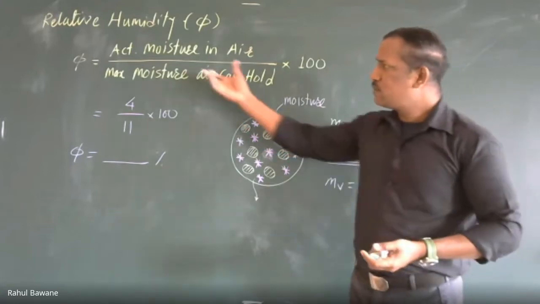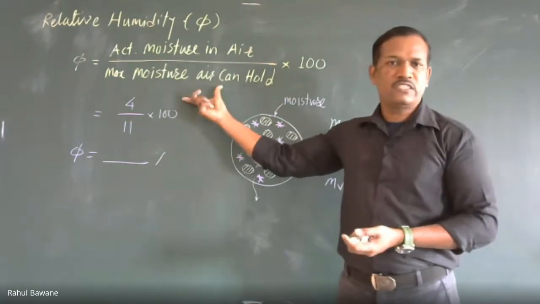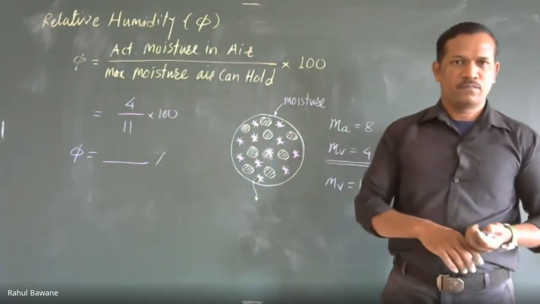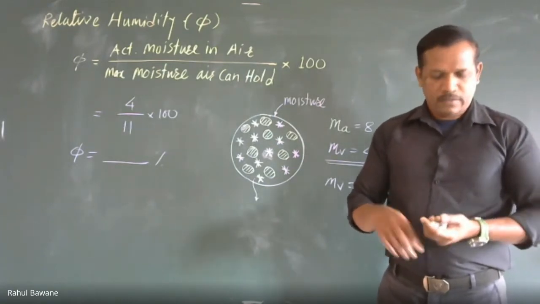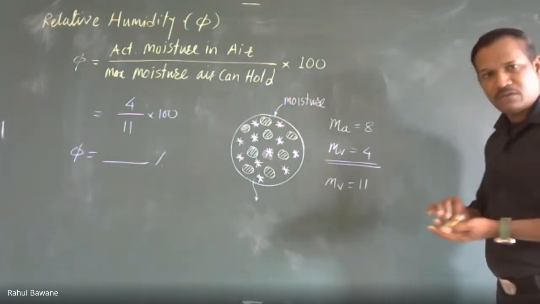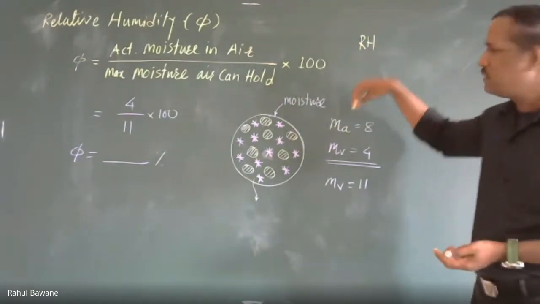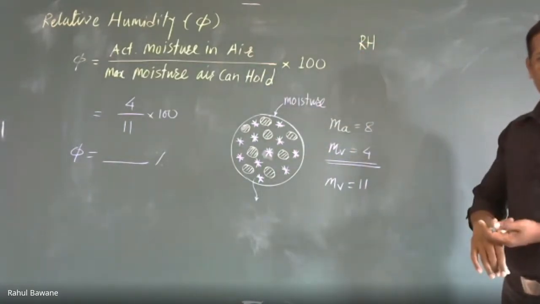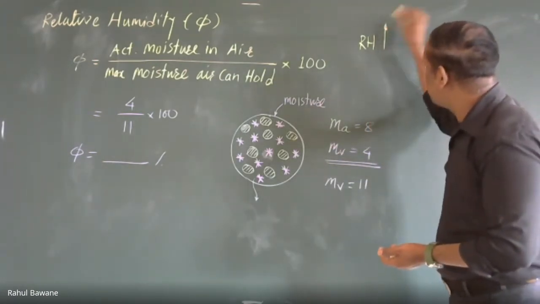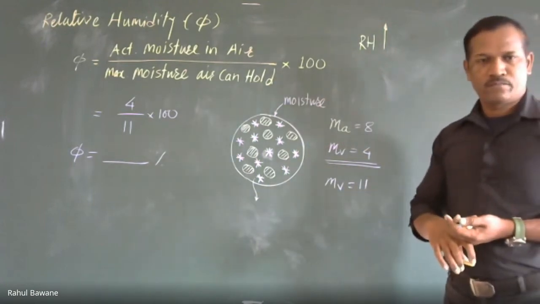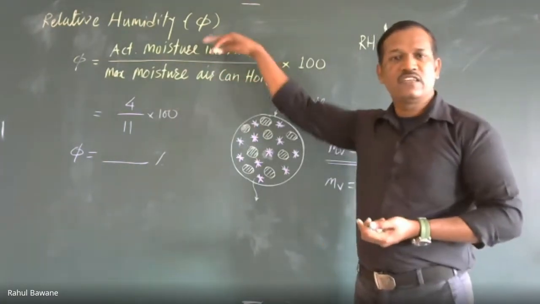So it is simply the actual moisture contained in air and the maximum possible moisture contained in that air. So this is called relative humidity. Now come back to our previous part. Imagine relative humidity, also written as RH. Suppose I am increasing relative humidity. That means the actual moisture content of air is increased.